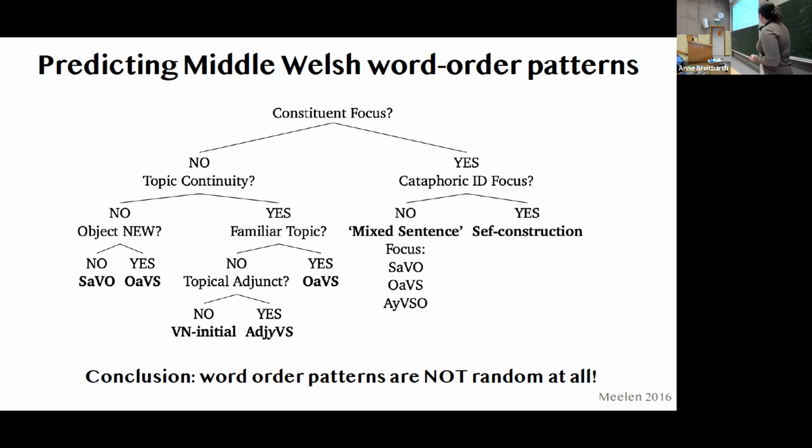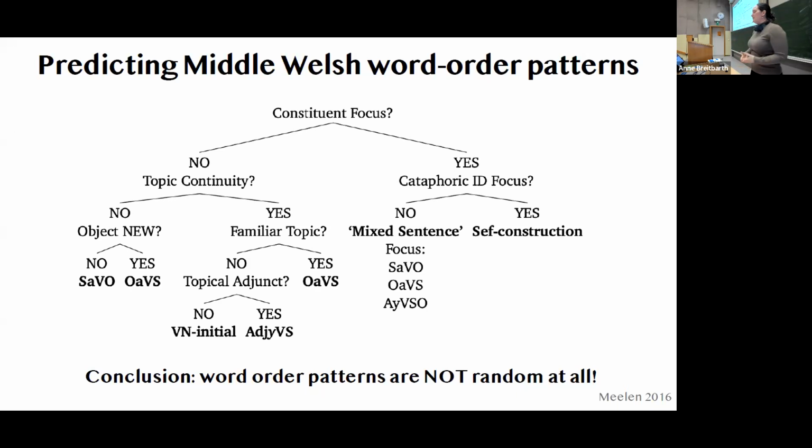If there's no constituent focus, then the next question you have to ask yourself is if there's topic continuity in your dialogue or narrative or whatever you do. If there's no topic continuity, then the next question is: is the object new or old information? If it's new information, then you get object initial word order. But if it's old information, you get subject initial word order. If there is topic continuity and there is a familiar topic, then again, you will get this object initial order.